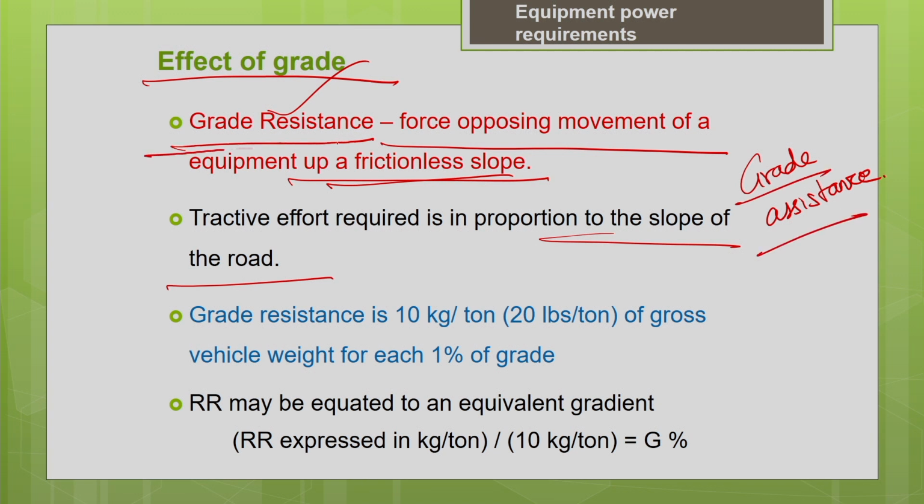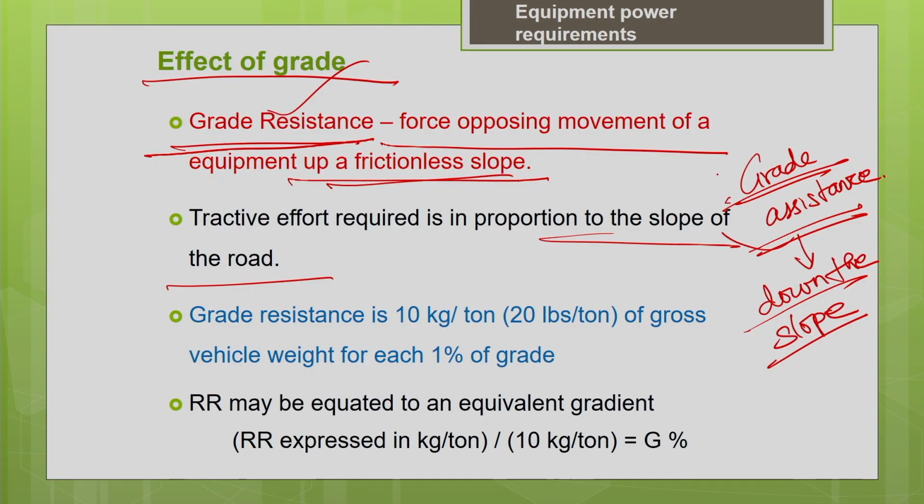So, we discussed what grade resistance is. There is something called grade assistance. That means, when your machine is moving down the slope, you can see that the amount of power needed gets reduced, because it can easily move down by gravity. So, the gravitational force will help you to easily move the machine. In that case, the amount of power needed gets reduced. That is called grade assistance. So, your grade resistance and the grade assistance are opposite to each other.